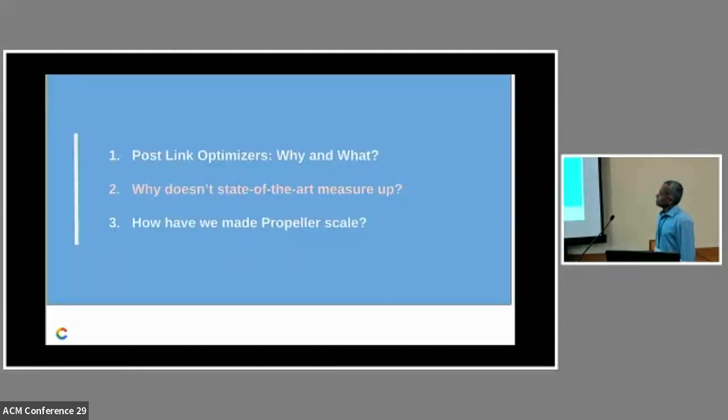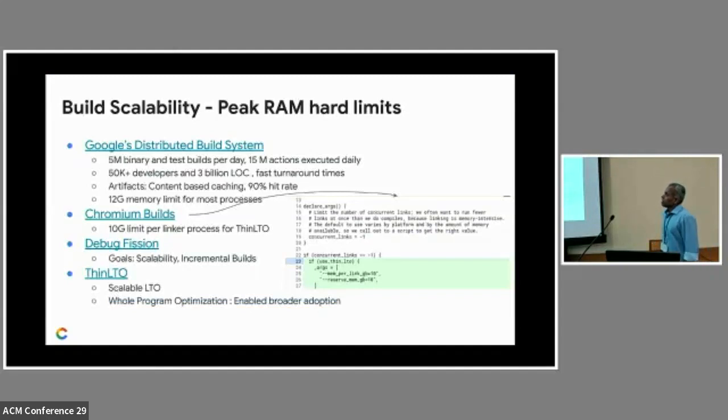So why don't the state-of-the-art post-link optimizers measure up to the challenge? To explain why this is the case, I need to talk about the distributed build systems in warehouse scale applications, the ones that build warehouse scale applications like the one we use at Google. With 50,000 plus developers and 3 billion lines of code, the build times for each build are very fast, and it does more than 15 million build actions every day. A lot of the build artifacts are cached. This includes the intermediate IR and the native object files. And this content-based caching has a 90% hit rate.